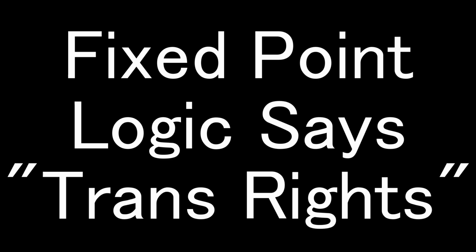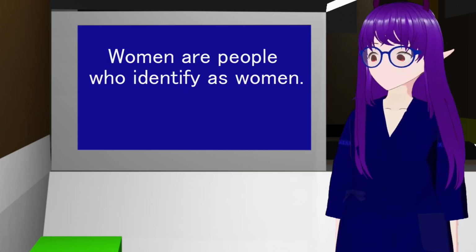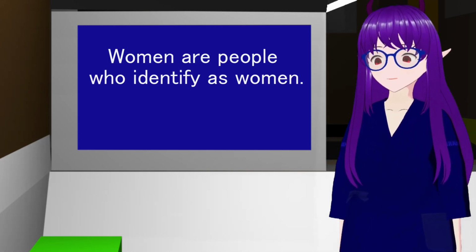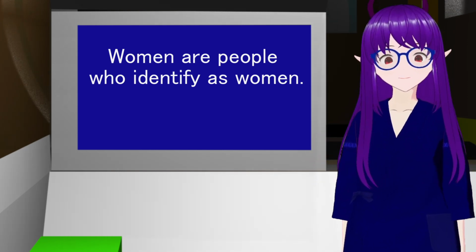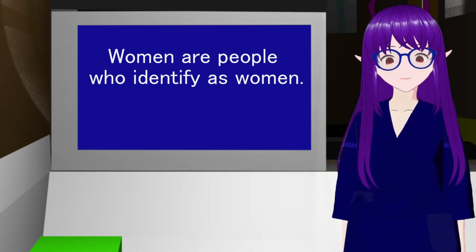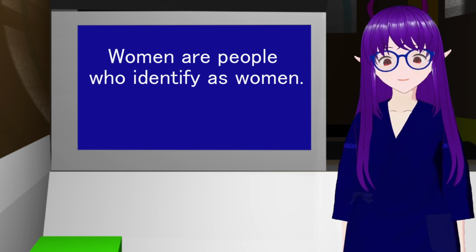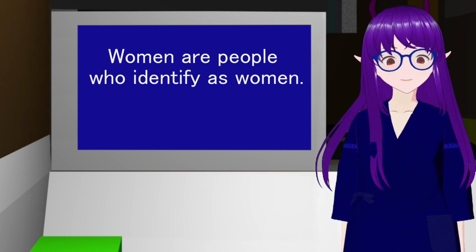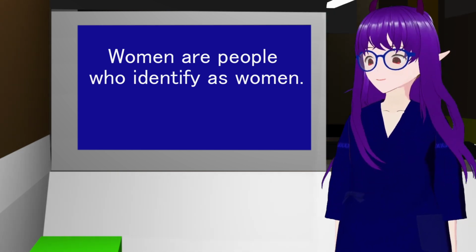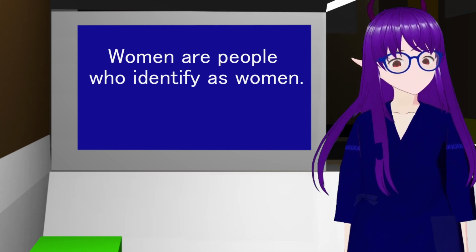Now, some people complain that "women are people who identify as women" is circular and invalid. But now that we know about fixed points, we can understand that this class is valid. It is the class that doesn't change when it passes through this loop. In other words, fixed point logic says trans rights.